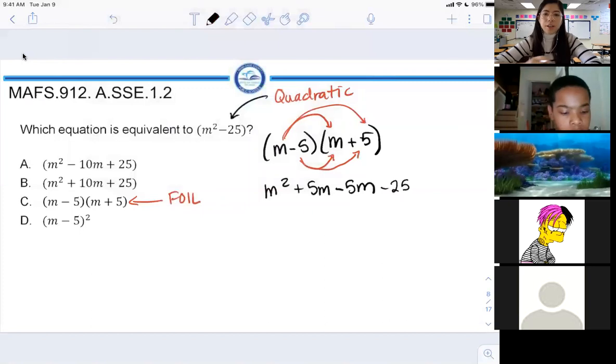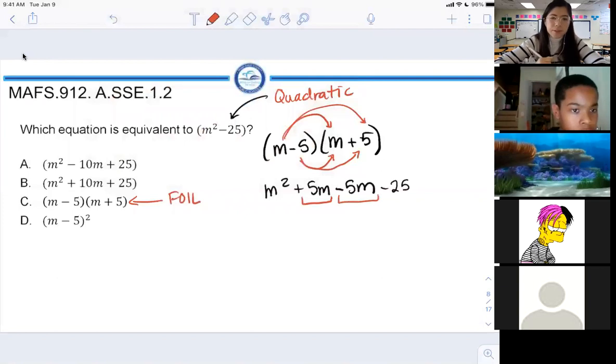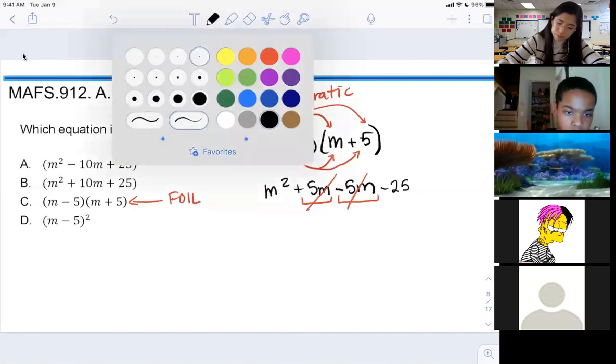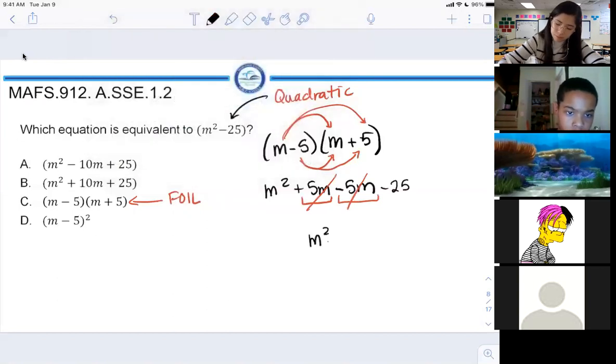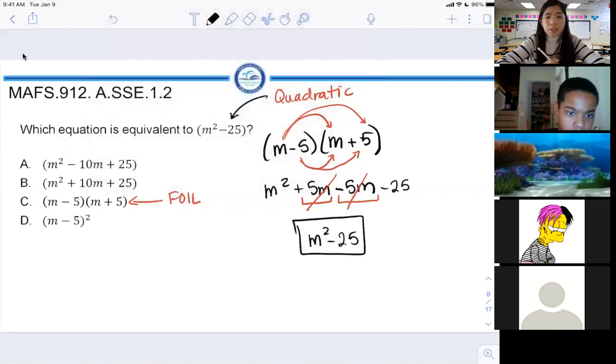So there's my foiling. And Perla, what happens? The 5 and the negative 5 get eliminated. Yeah, because what's 5 minus 5? 0. So these cross out. And what am I left with? M squared minus 25. Exactly. And that matches what I started out with. So we know it's C.